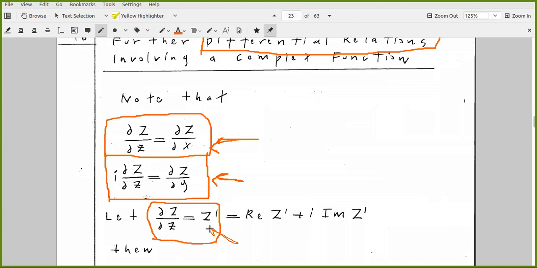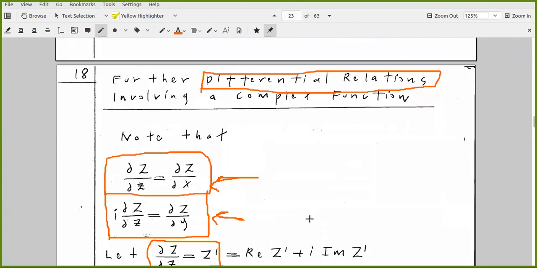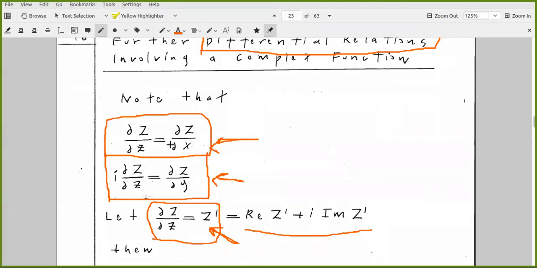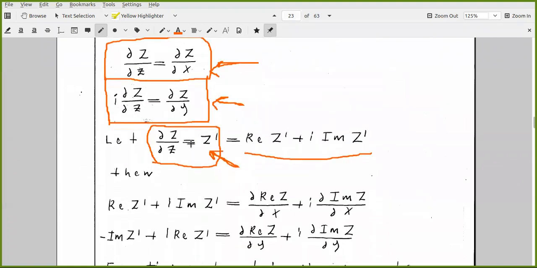Let's say that that is z prime, the derivative function. Thus, it can also be written as real z prime plus i times imaginary z prime. That is the derivative function. And these two equalities will lead to the differential relations we have mentioned here. dz dz is dz dx. Now, dz dz is real z prime plus i times imaginary z prime. It's equivalent to dz dx, which is the real z dx plus i times the imaginary z dx.